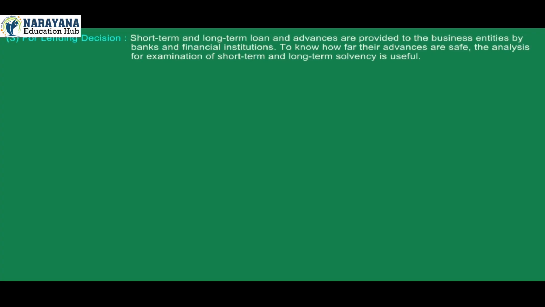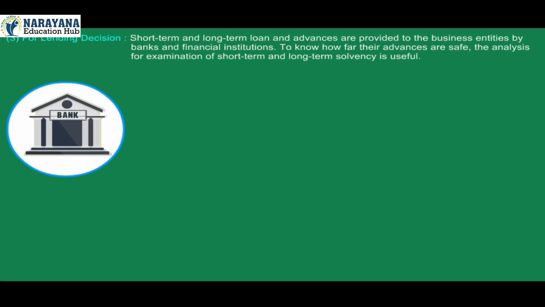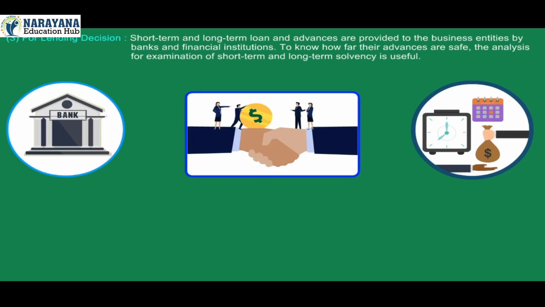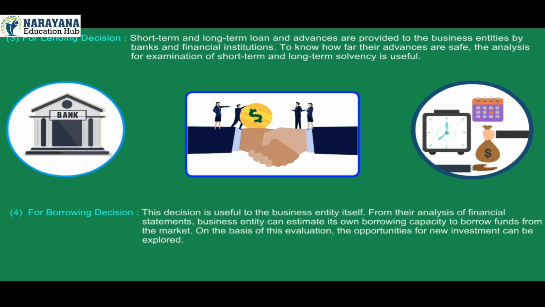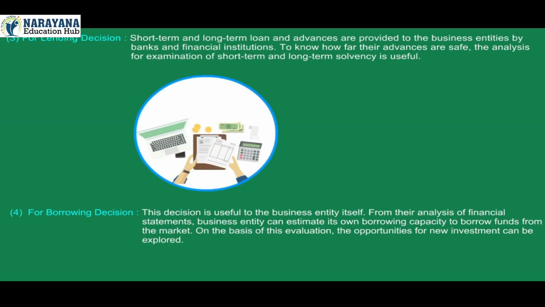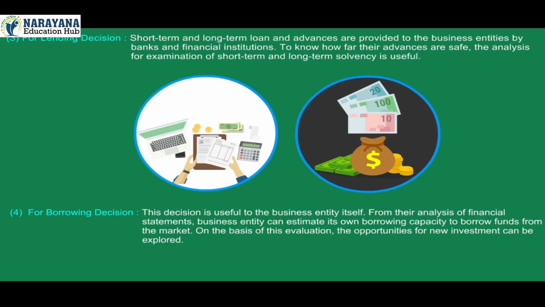3. For lending decision. Short-term and long-term loans and advances are provided to the business entities by banks and financial institutions to know how far their advances are safe. The analysis for examination of short-term and long-term solvency is useful. 4. For borrowing decision. This decision is useful to the business entity itself. From the analysis of financial statements, the business entity can estimate its own borrowing capacity to borrow funds from the market. On the basis of this evaluation, the opportunities for new investment can be explored.